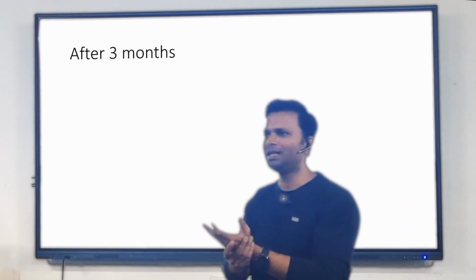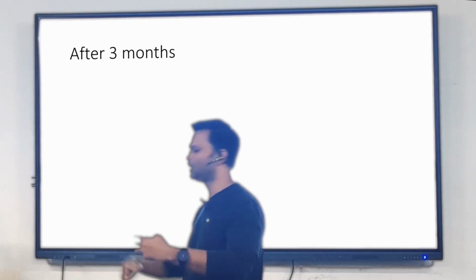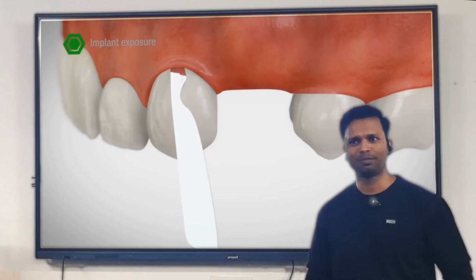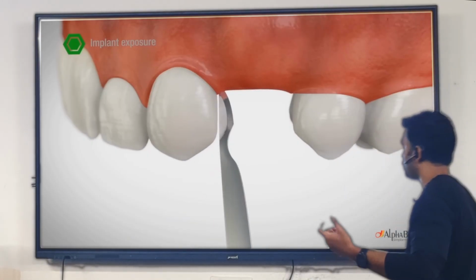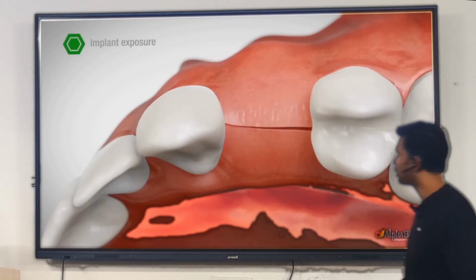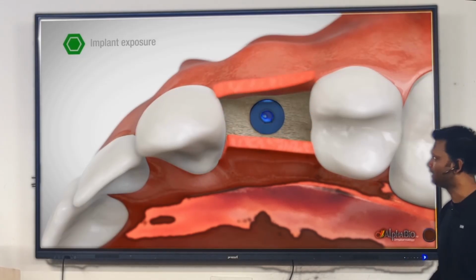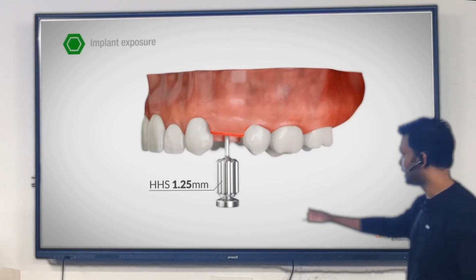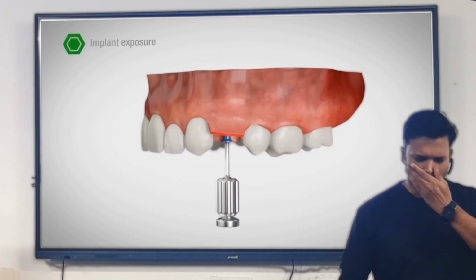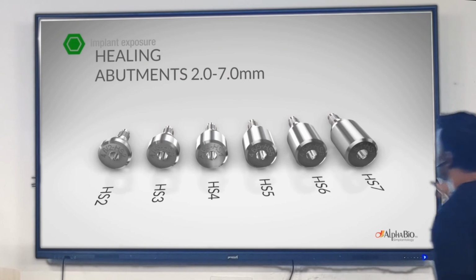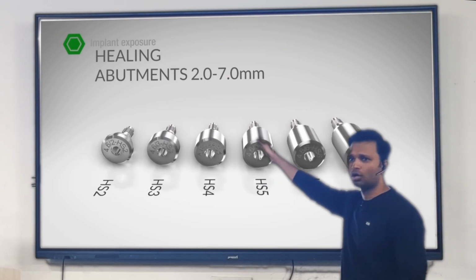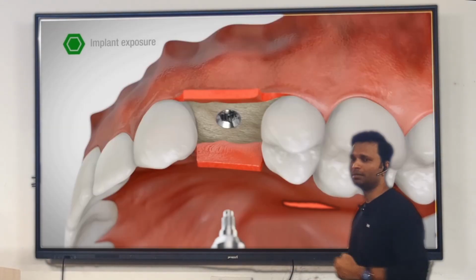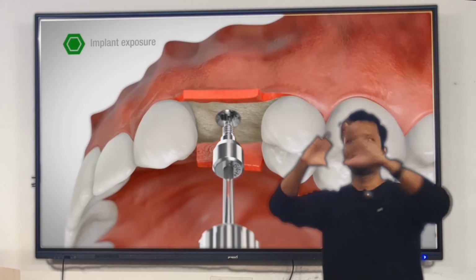Abhi to wo pura closed hai. So we have something called a gingiva former or a healing abutment. So after 3 months, you're going to raise a flap and place a healing abutment, also called a gingiva former, because it forms a collar of gingiva around the site. You expose the site, remove the cover screw with a hex driver. These are all the different dimensions of gingiva former, also called healing abutments. These healing abutments are placed on top of the implant and then the flap is closed around it.